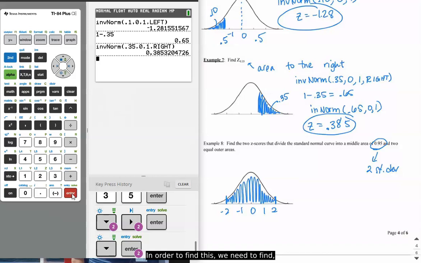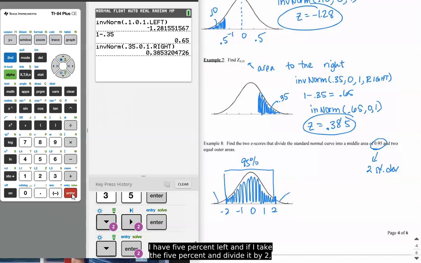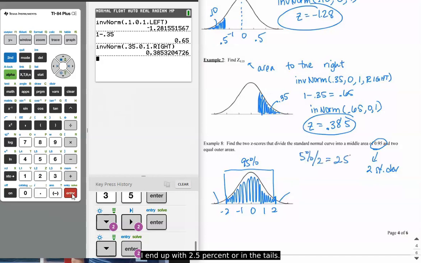So in order to find this, again, if you have the older version, we need to find the tail, right, the shaded area to the left. So if I know this is 95%, we know that the tails have 5% left. And if I take the 5% and divide it by 2, I end up with 2.5% in the tails. And that as a probability would be 0.025 if I divided by 100.